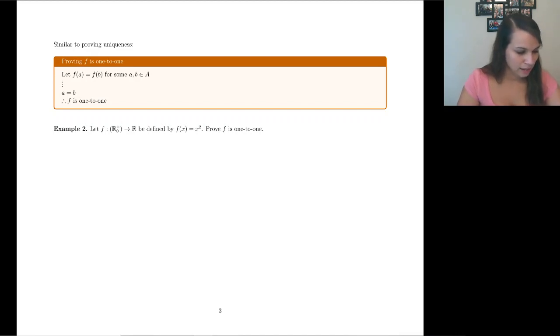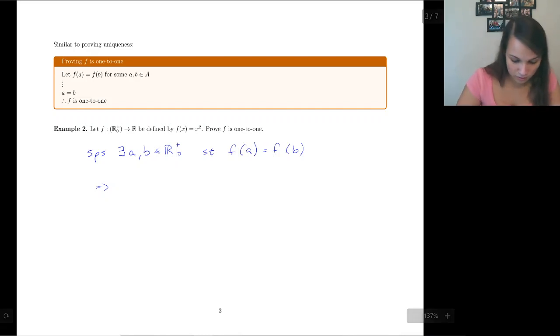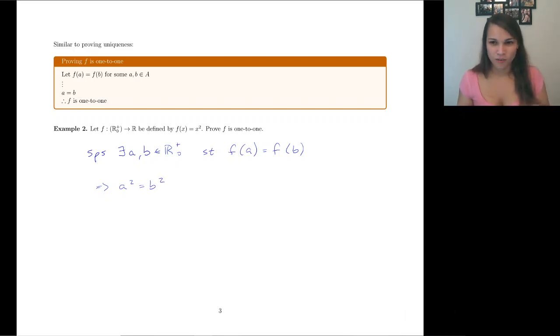So we're going to start by saying, suppose there exist elements A and B that are in the non-negative reals, such that f of A is equal to f of B. Then we can use the definition of our function. So we can say A squared will be equal to B squared. And then for the very first time, I have been harping on you guys about taking square roots and not to do it because it's dangerous stuff.